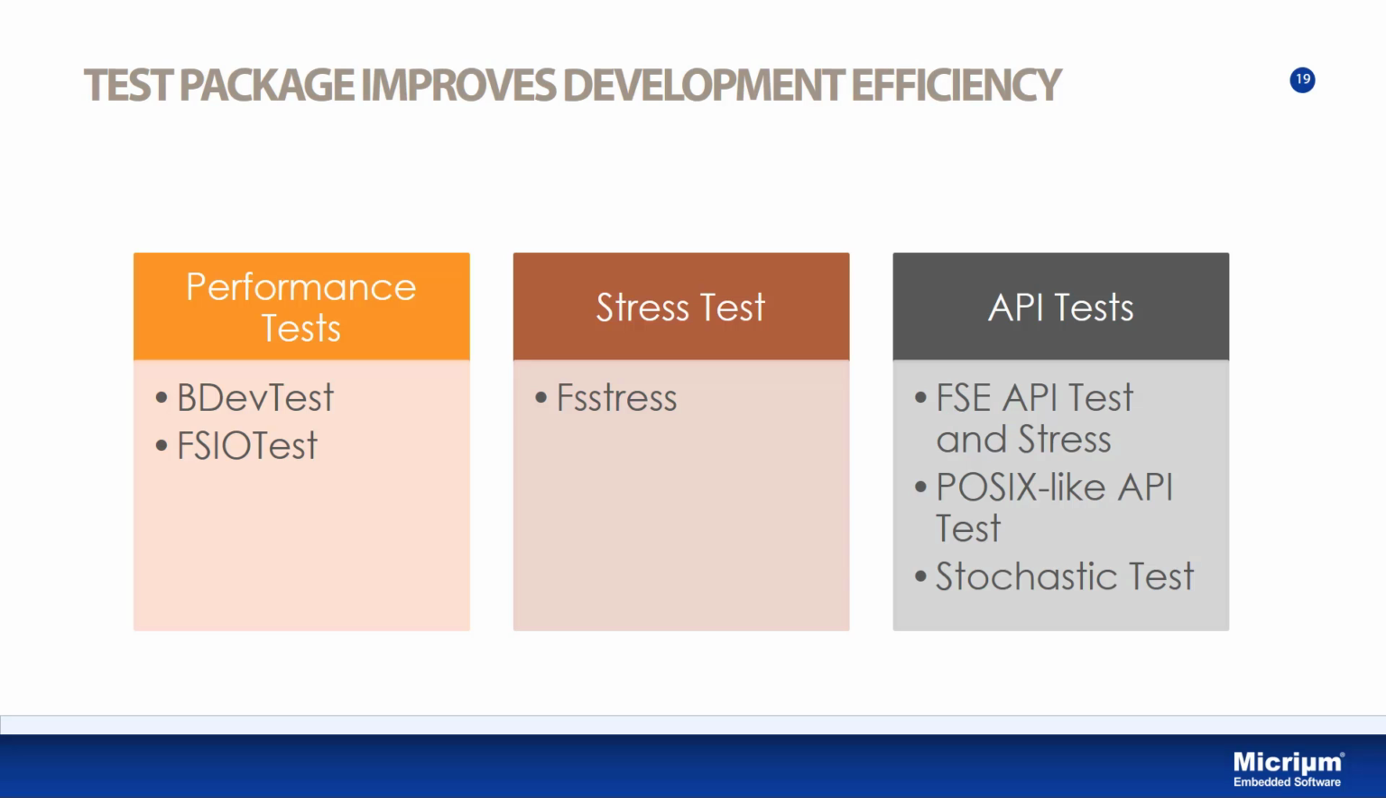VDEV test measures performance of the block device, and FSIO measures the performance of the file system I/O. The API tests are used to validate each of the APIs and make sure they are all functional. These tests, by the way, are destructive and should only be performed on a volume which does not contain important data. Even so, they are an important tool in the hands of developers seeking to validate and optimize their design efficiency.